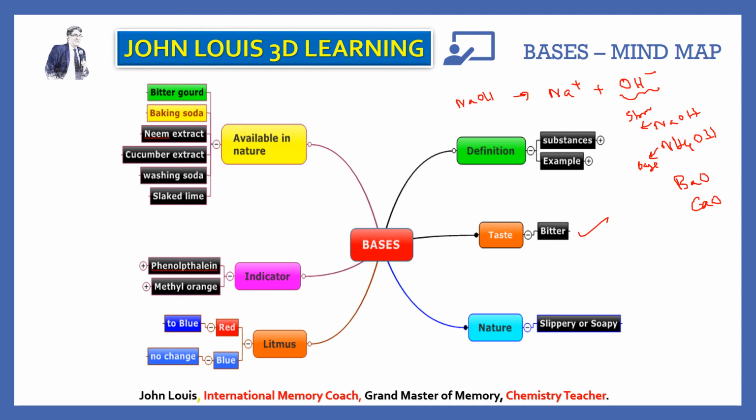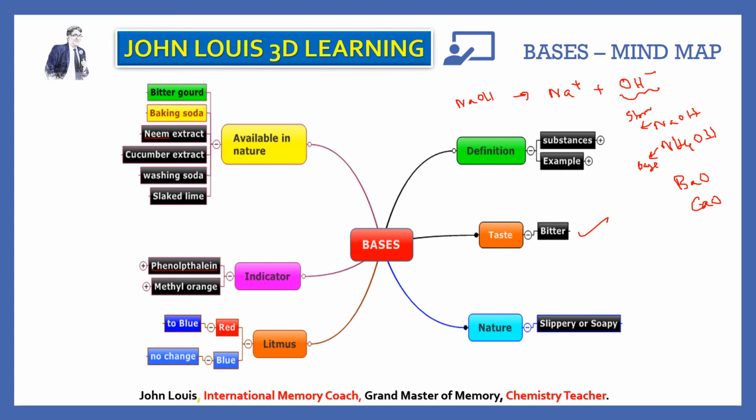Okay, then how do they react with litmus paper? When you add red litmus paper, it changes to blue. But when you add blue litmus to any base, there is no change. Just the opposite of acid. Then how do indicators react? What happens when phenolphthalein is added to a base? You will get pink color. And when methyl orange is added to a base, you will get yellow or orange color. These are some of the indicators. Phenolphthalein and methyl orange are the main indicators we use in our laboratory to find out whether the given substance is acidic or basic in nature.